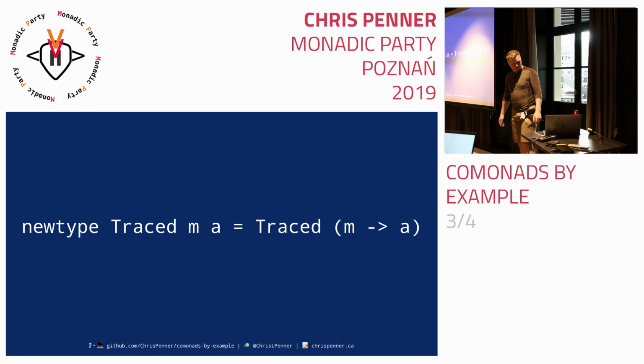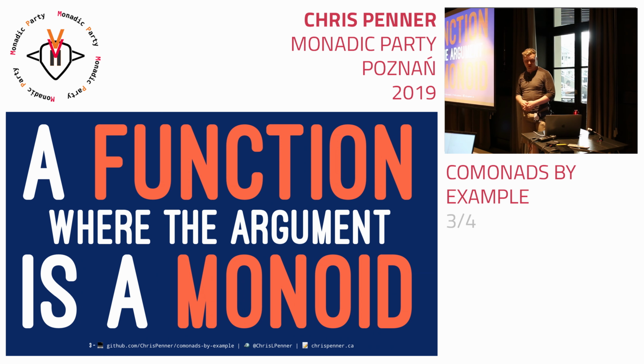Okay, here's the implementation. Not so tough. And I'll mention, I guess, the monoid constraint is on the Comonad class, right? We don't like to put constraints on constructors. We just put it on the Comonad instance for Traced.